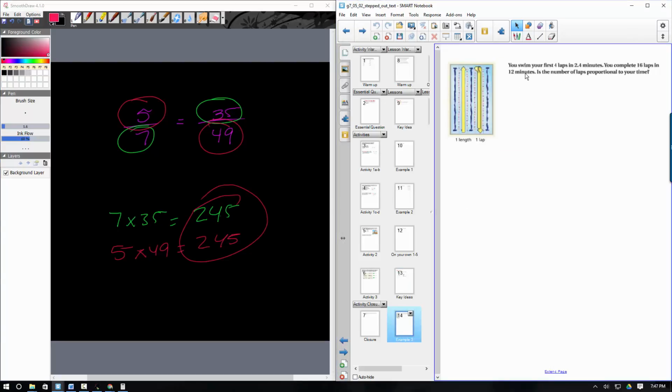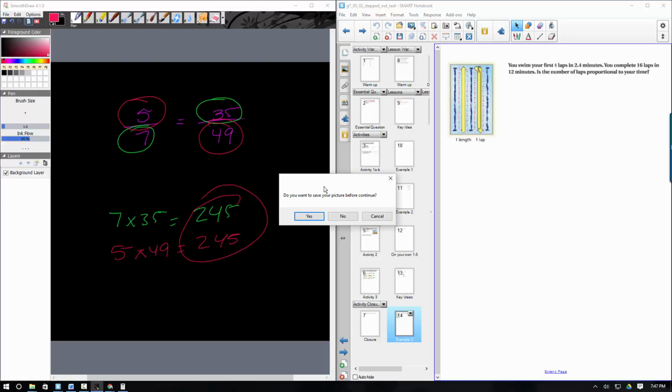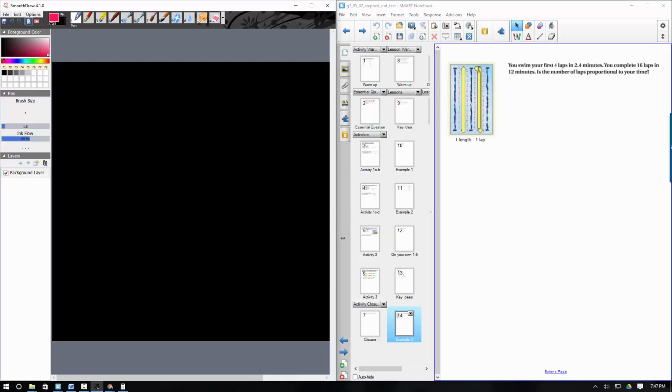So let's look here. It says that you swim your first 4 laps in 2.4 minutes. You complete 16 laps in 12 minutes. Is the number of laps proportional to your time? So let's go through here and figure it out. So let's do what we just said a second ago. If I have, we'll say 4 laps over 2.4 minutes equals 16 laps in 12 minutes, right?